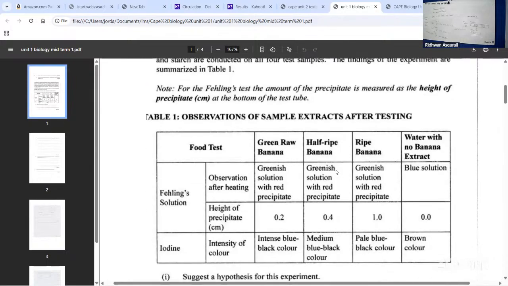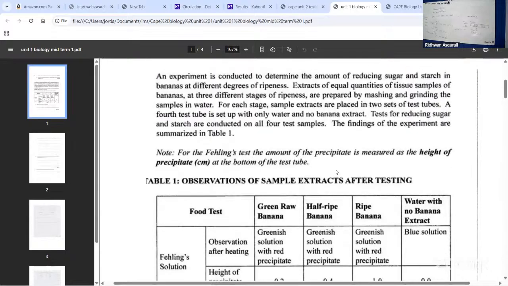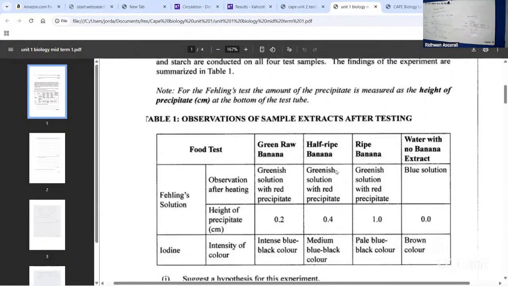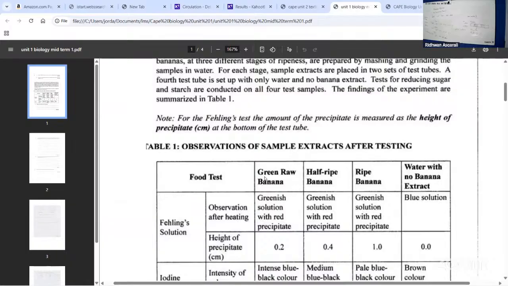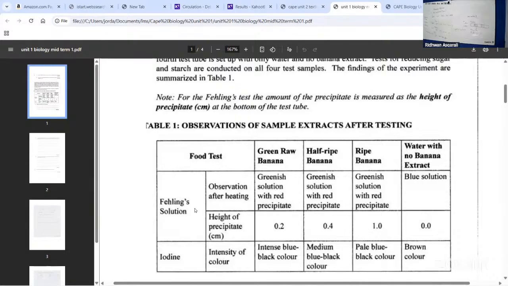Okay, so this one should be relatively simple. It's based on a food test, right? So just to review food tests. You have green banana, half ripe banana, and ripe banana. You also have an extract of water without banana. So they did the Fehling's test, which is the same thing as the Benedict's test. And they also did the iodine test.